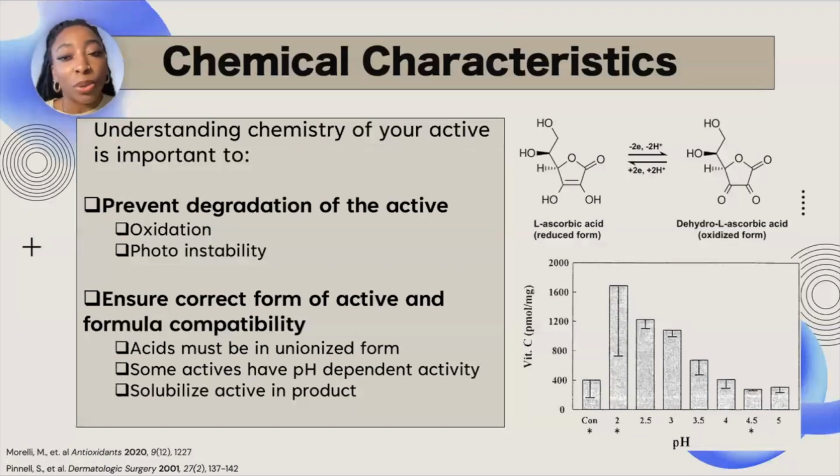Last but not least, you want to do a deep dive into the chemical characteristics of your active because understanding the chemistry of an active ingredient is important to its stability and to its efficacy. For example, a very popular active is vitamin C, and it's known to be highly unstable and prone to oxidation. So, when formulating with vitamin C, you're going to want to make sure that there are antioxidants and other excipients in that formula that are going to stabilize it and keep it in the correct form. These are things that you can learn from looking at the chemistry and the chemical stability of your active.